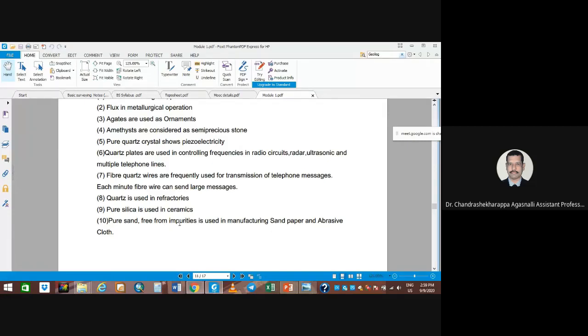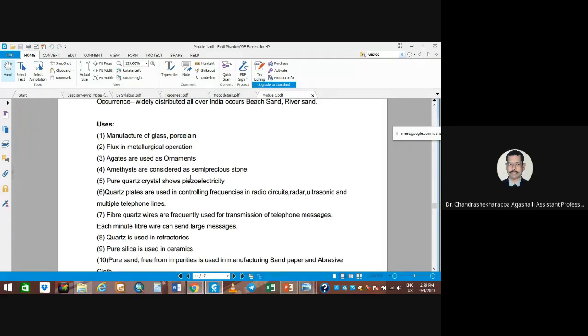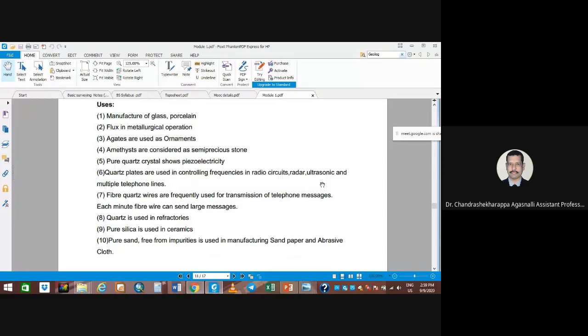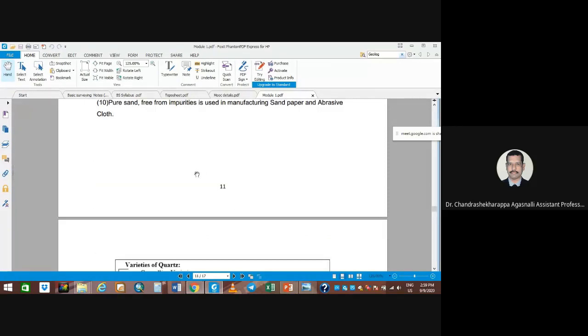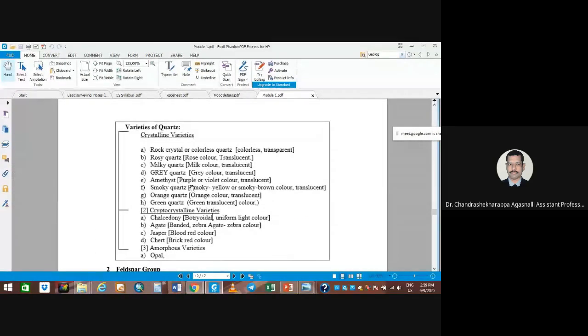So if you see this list of uses of quartz, it is huge, and some are very sophisticated, to say radio circuits, radar, ultrasonic, multiple telephone lines, and even refractories. Okay, those things you can see, how very important this quartz is. Okay, and varieties of quartz you have seen.